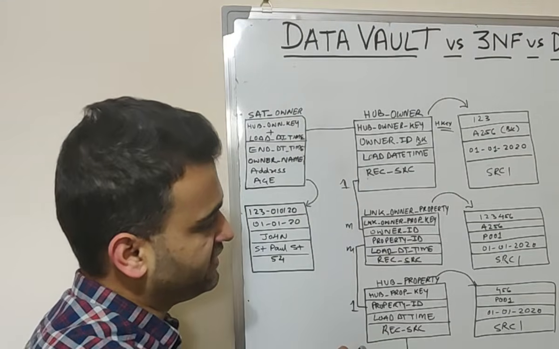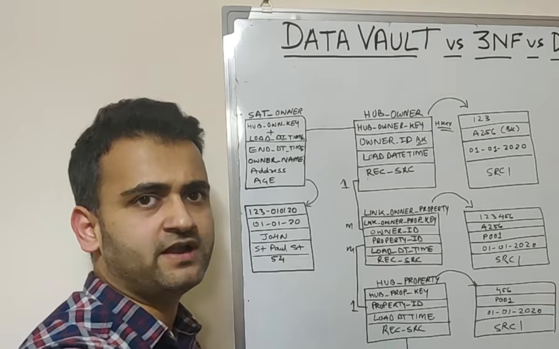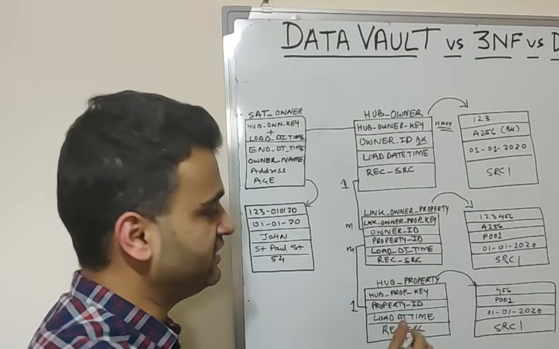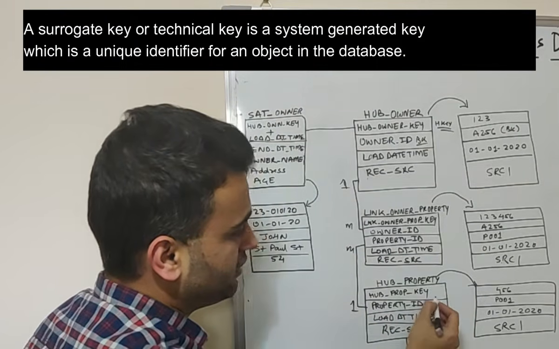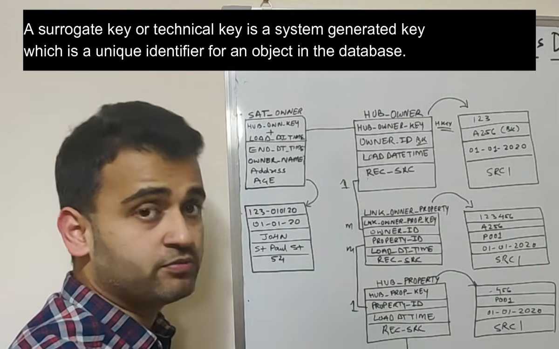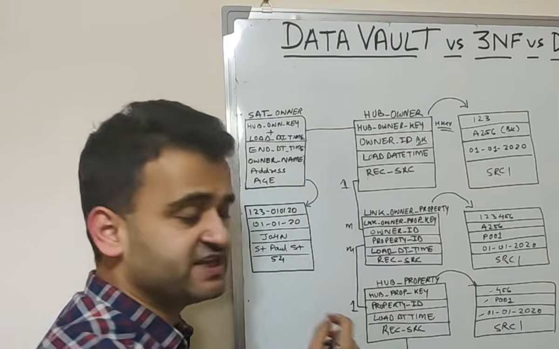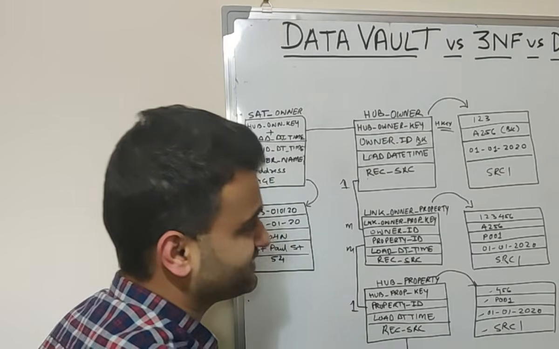Similarly, on the property side, we have the hash key, or if you are finding it difficult, just consider it a surrogate key, which is a technical key. So your technical key is 456, your property ID, which is your business key, is P001, your load date time is 1st of January 2020, and again your source is SRC1.